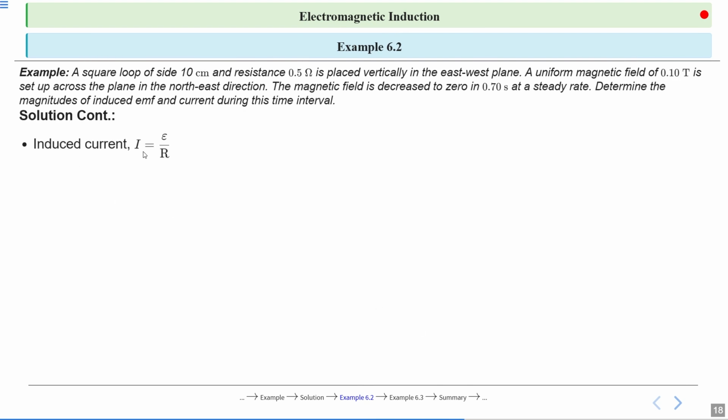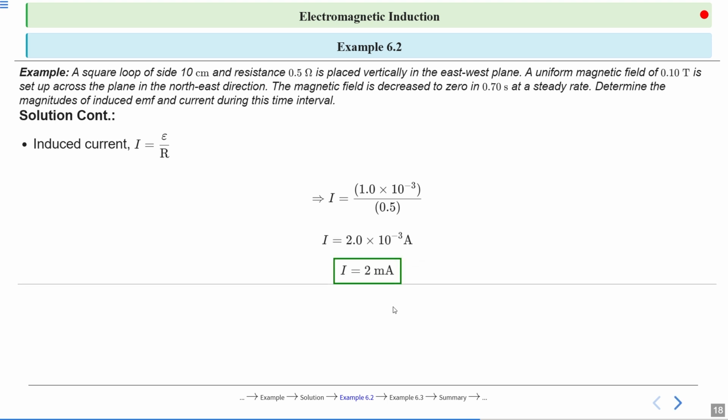Okay, so induced current. Now we are going to calculate the induced current. If EMF is known and resistance is also known, then induced current can be found. So induced current will be equal to EMF upon R. EMF is a voltage, so voltage upon R. Okay, so I will be equal to, what is the EMF we have calculated? 1 millivolt. That is 1 into 10 to the power minus 3 upon, what is the resistance? 0.5 ohm. So I will be equal to 2 into 10 to the power minus 3 ampere. So I will be equal to 2 milliampere. This is the final answer.